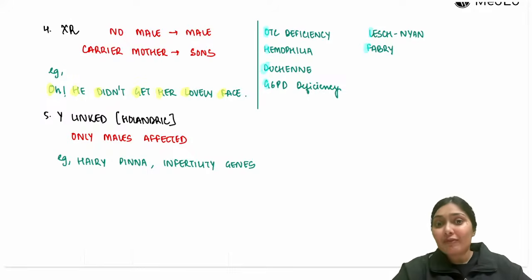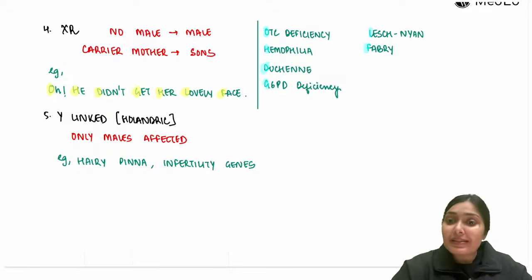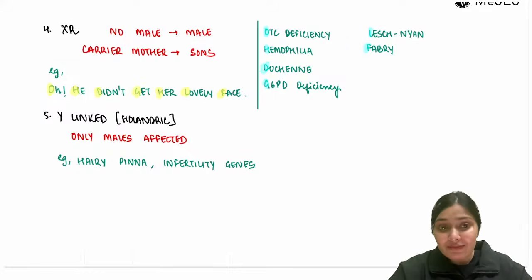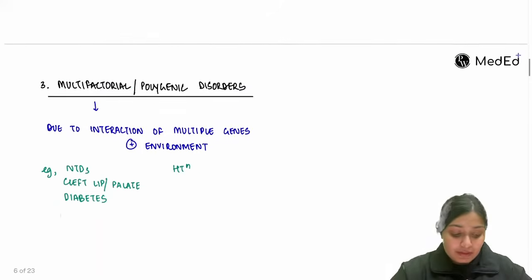And lastly, we have Y-linked inheritance, that is also known as holandric pattern. Here, because it is Y-linked and only males have Y chromosome, so only males are affected. And the examples over here include hairy pinna and infertility genes. So this was all about single gene disorders or Mendelian disorders.